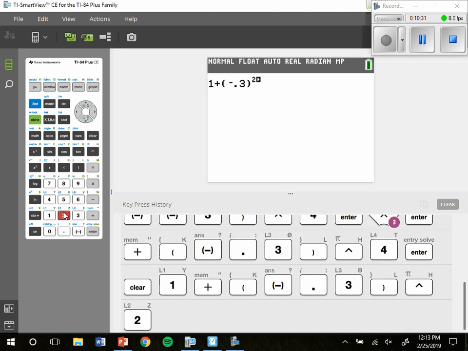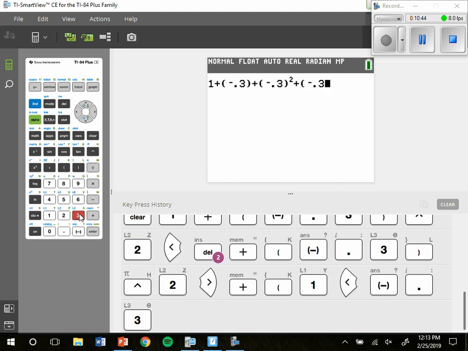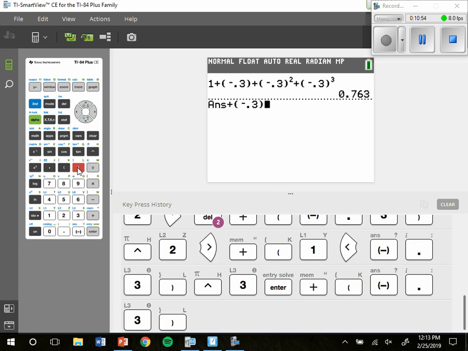Negative 0.3 squared. Oh wait, not square first. Plus negative 0.3 squared plus. This is really hard to do. So it should be really close to 0.769. I'm going to take that and add negative 0.3 to the fourth.